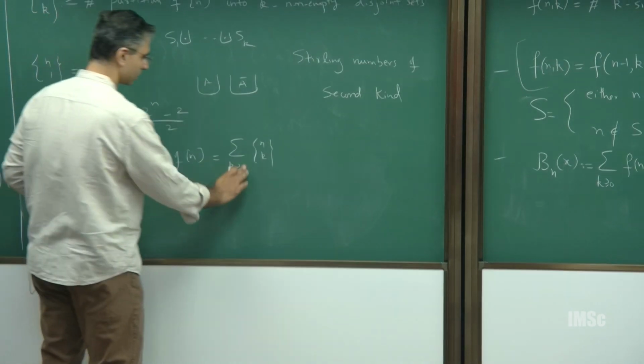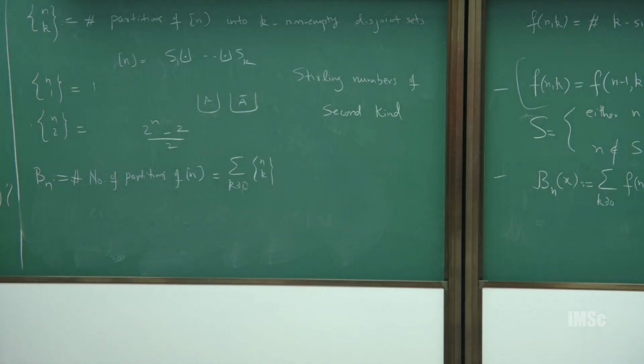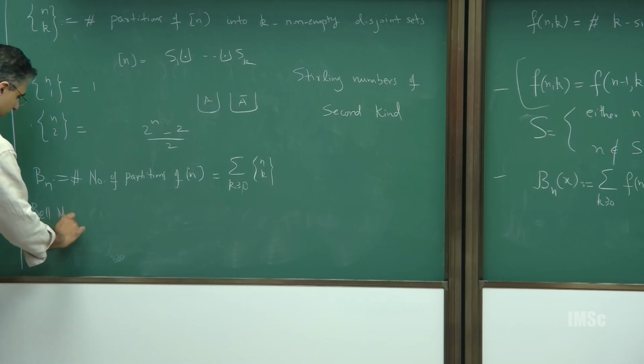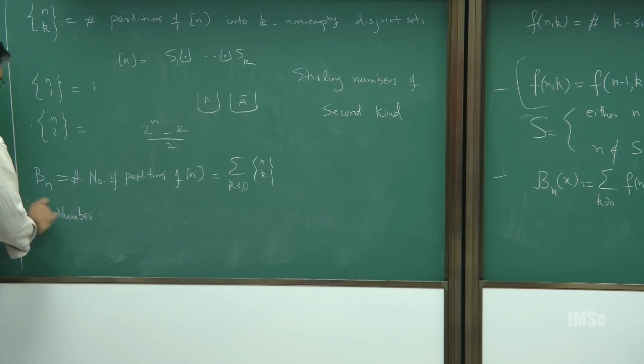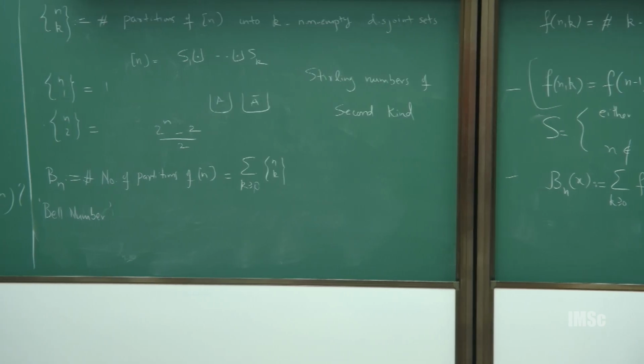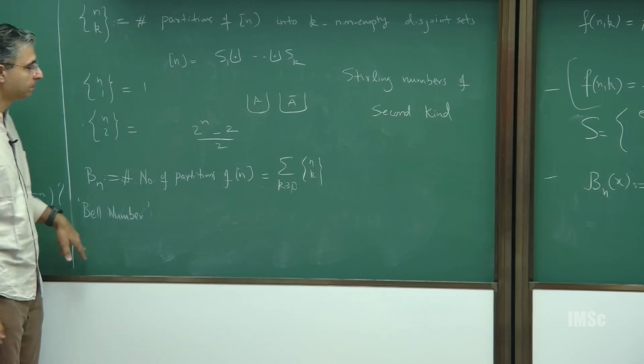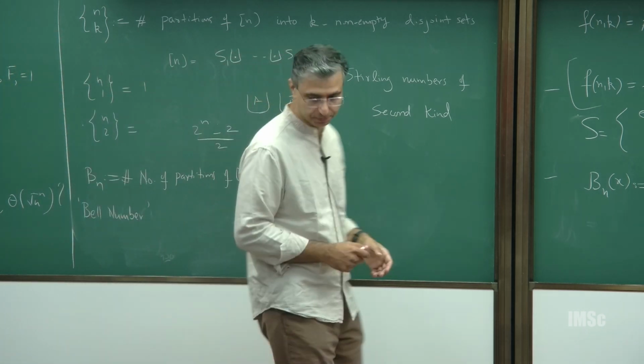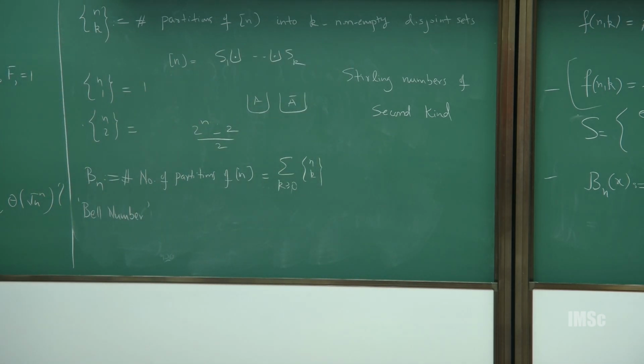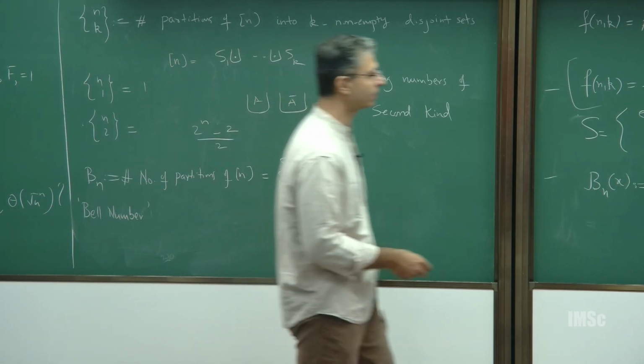Let us throw in 0, it is easier. And this is called the Bell number. So, this is named after Eric Temple Bell, who wrote a very famous book on Men of Mathematics. It's controversial also.